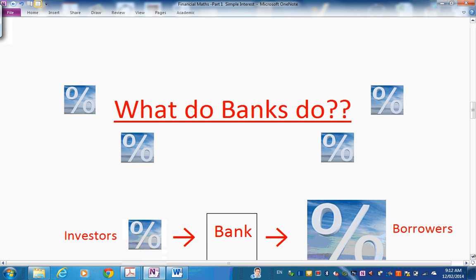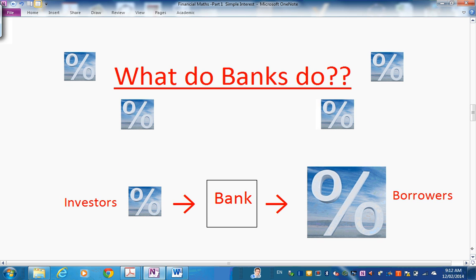Here we are, just explaining what was going on there. So it's all around percentages. Percentages everywhere. What do banks do? Investors are paid a certain, look at that, smaller percent. The bank takes it in and then assesses whether somebody can pay it back. A borrower comes in and they lend it out at a higher percentage.